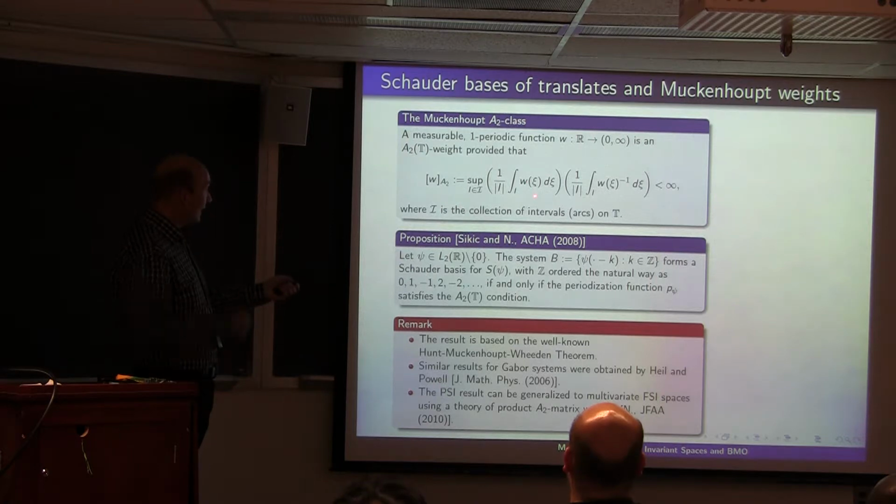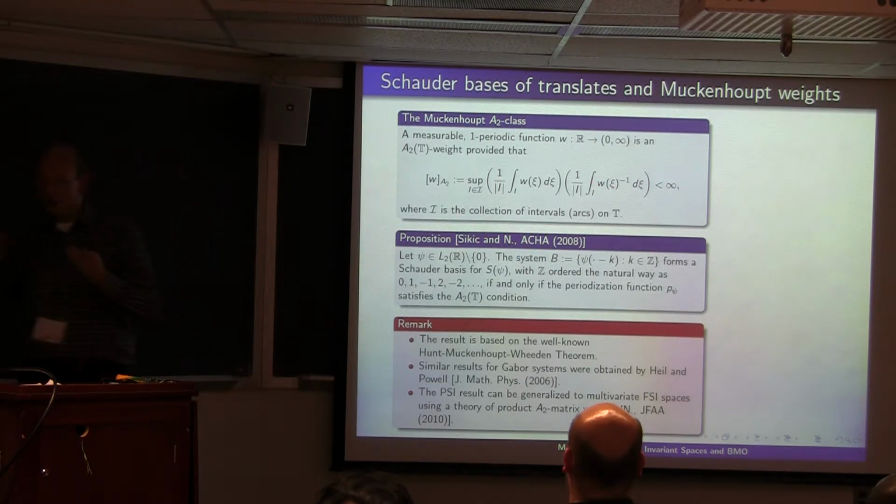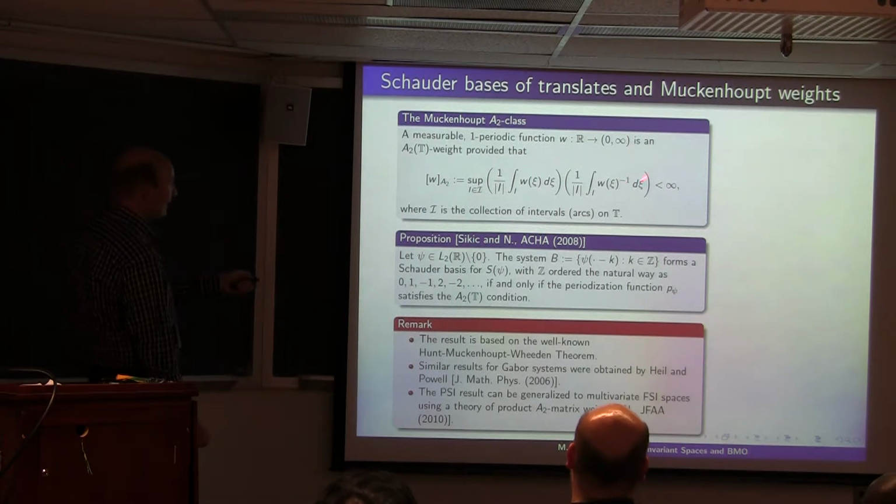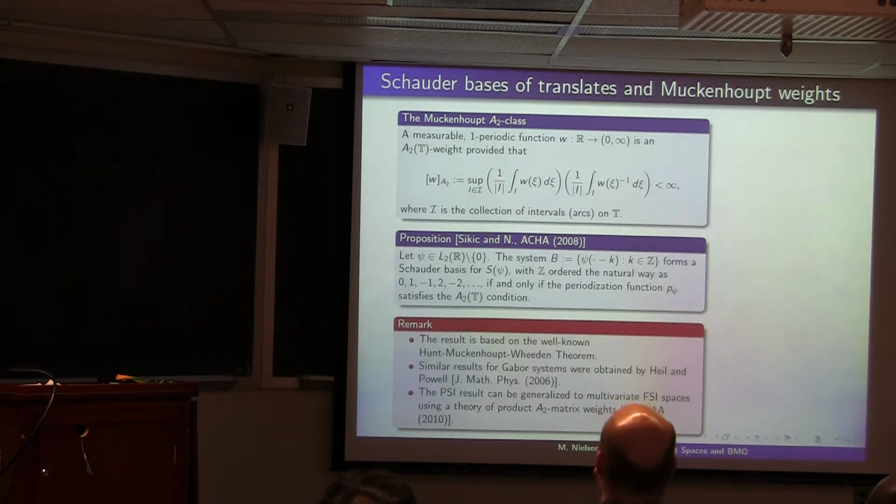Notice here that I take the average of the weight on an interval I, and then I compare it to the average of 1 over the weight on the same interval. These two quantities have to balance out in such a way that the product stays bounded, independent of the interval I take on the torus. If that is the case, I say that I have an A2 weight. I will give some examples in just a little bit.